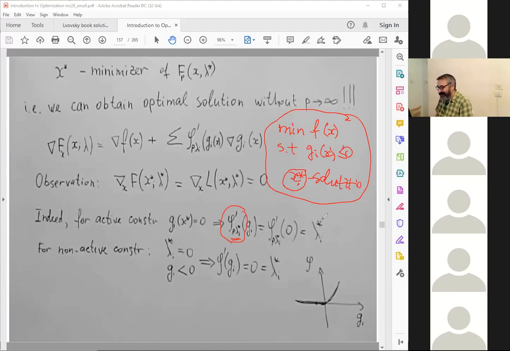Because all g of the constraints are also convex? Yes, yes. It is a convex optimization problem. Objective function and constraints are convex.